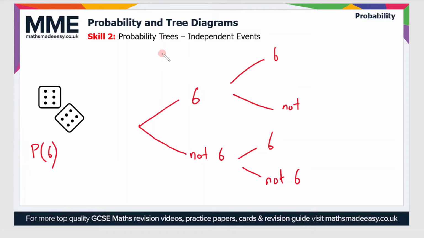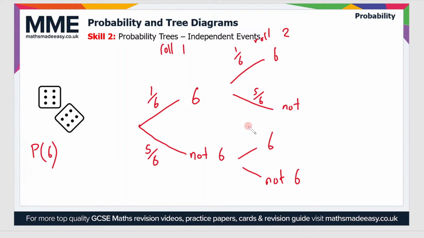Now let's add some labels. So this is roll number 1 and this is roll number 2. Now all that's left is to add the probabilities in. Because there's 6 numbers on a dice, we know that the probability of rolling a 6 is always going to be 1 out of 6, and then the probability of not rolling a 6 is therefore 5 out of 6. And that's the same for both rolls, seeing as though we're dealing with independent events here.